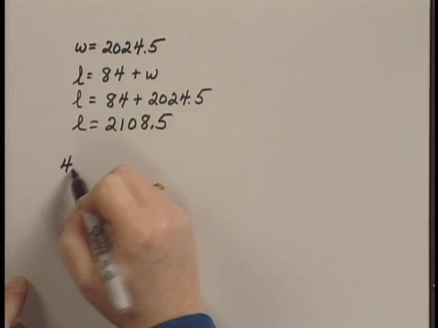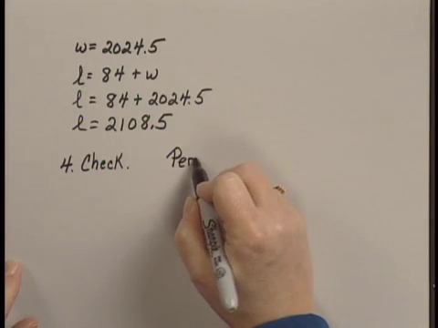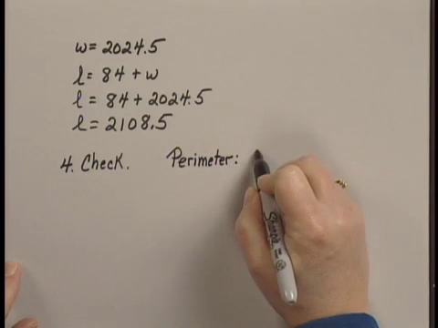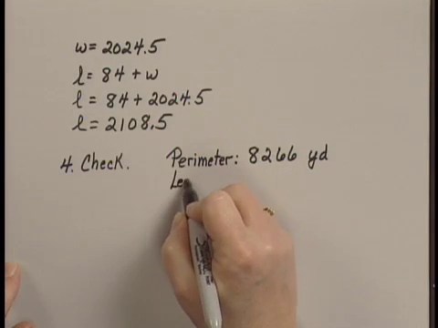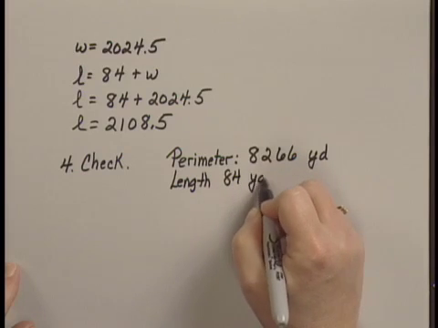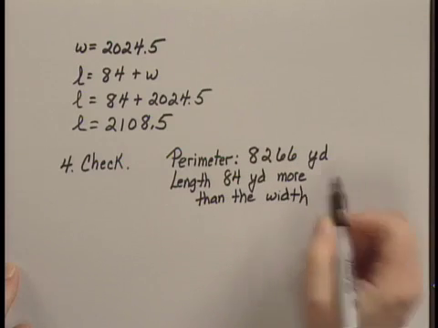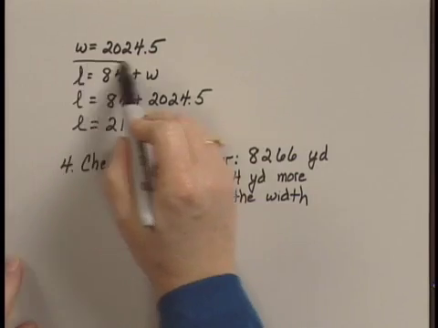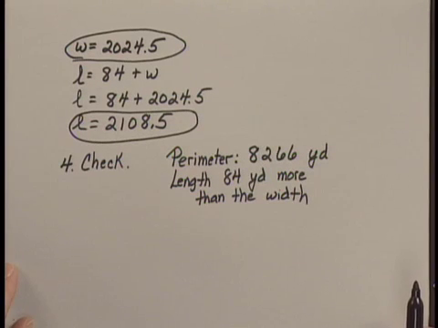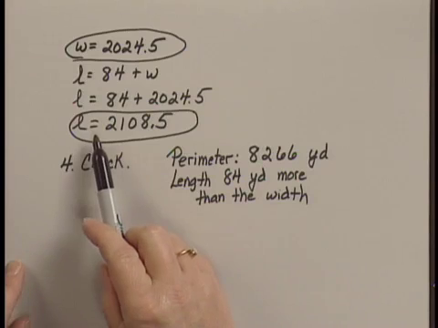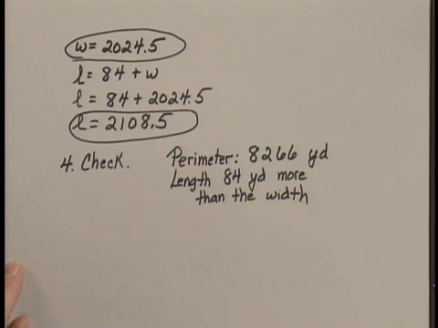To check it, I look back at what was given to me in the original problem. First of all, I was given the perimeter. I was told that the perimeter was 8,266 yards, and I was told that the length was 84 yards more than the width. So if my W here and my L meet both of those conditions, then I would have a solution of the problem. So first of all, we would check if you would subtract 2,108.5 minus 2,024.5, you would find that the length is 84 yards more than the width.